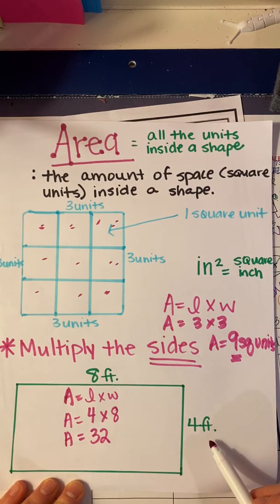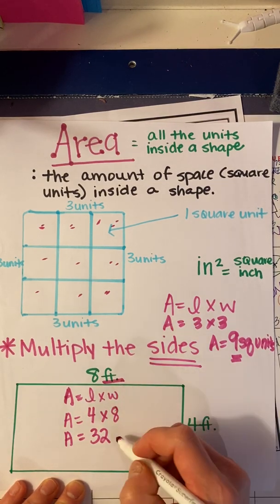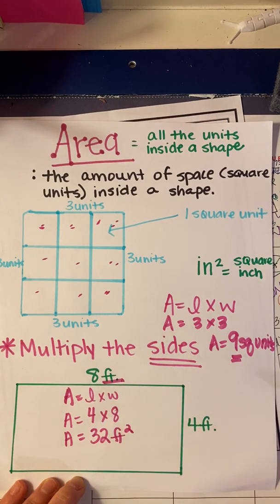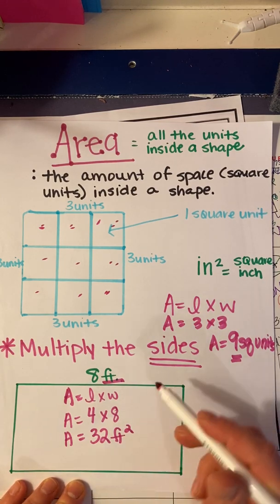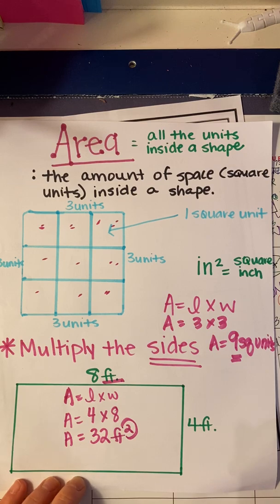And I need to put my units because we're measuring things. And my units are feet, but this time it's square feet because I'm multiplying length times width. So I put that little 2 after my measurement unit.